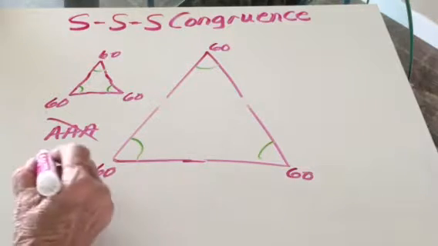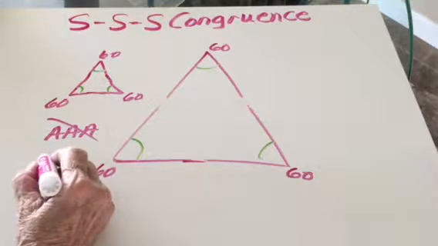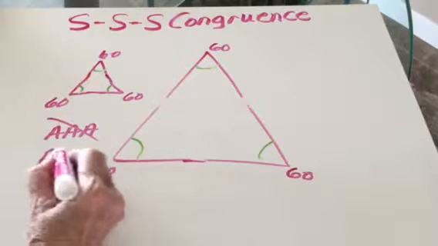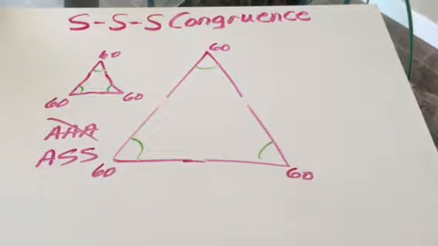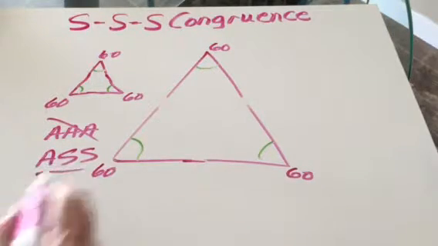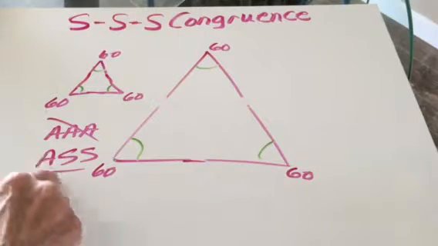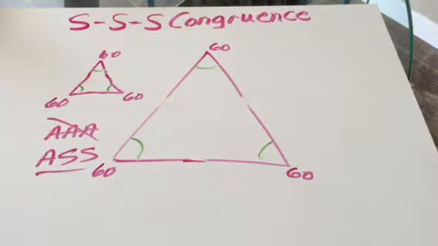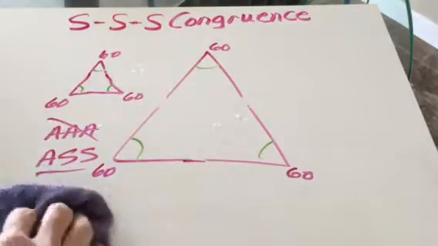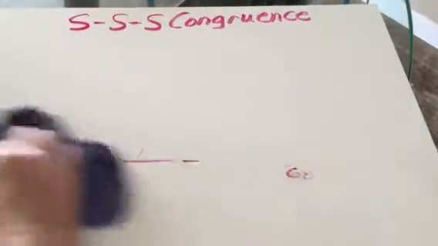Guys, I'm going to tell you this right now. This is kind of a funny thing. There's also no such thing as angle, side, side. You know what that spells? Just remember, there is no such thing as that congruence, okay? All right. Now, let's do a real quick proof.